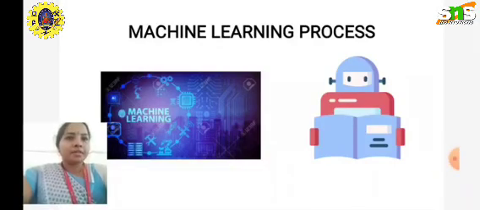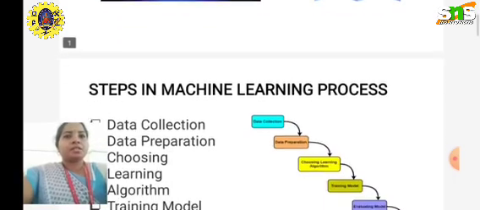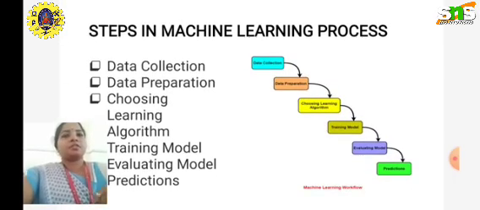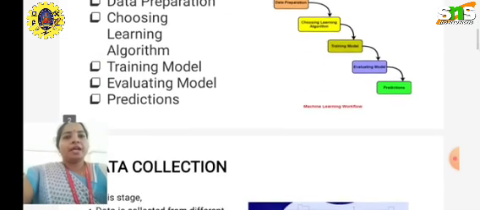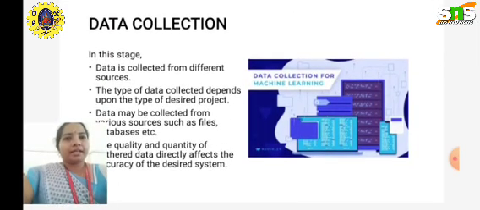We are going to see about the process of machine learning now. So the steps involved in the machine learning process are data collection, data preparation, choosing a learning algorithm, training the model, evaluating the model, and doing some predictions. So what we have to do here is, first of all, data collection.